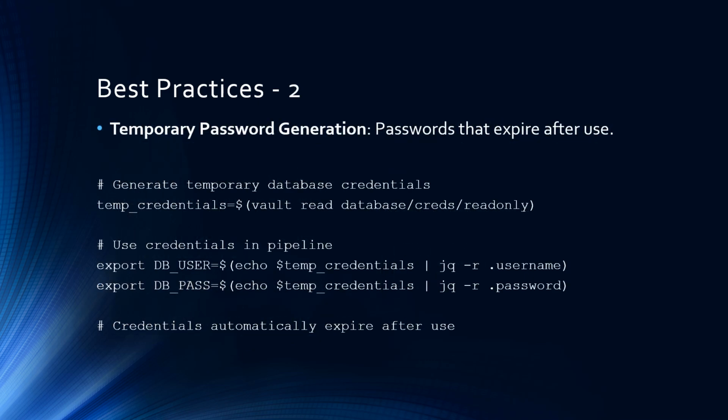Let's continue with our second set of best practices for secrets management in CI/CD pipelines. Secure secret distribution is critical in maintaining the integrity of your system. When implementing secret distribution, consider using dynamic secrets, credentials that are generated on demand and have a limited lifetime. For example, instead of using a static database password, generate temporary credentials for each pipeline run.